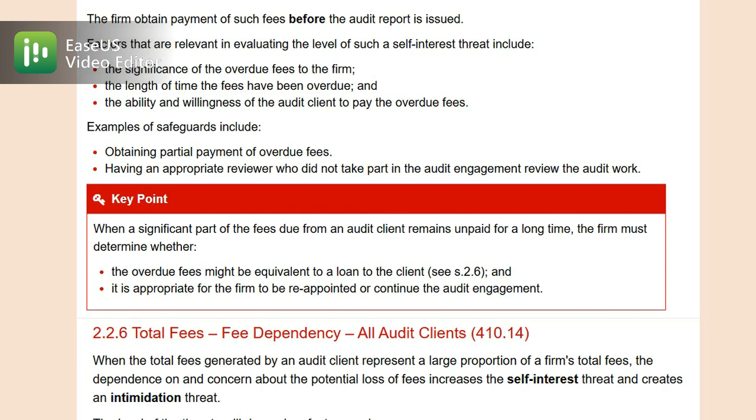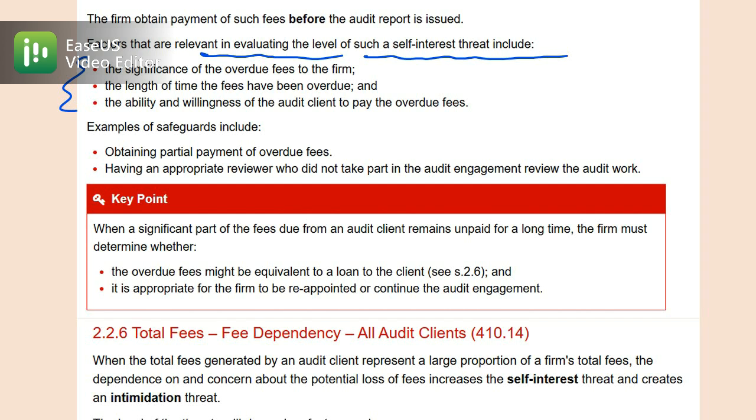Now, what are the factors we look at to judge the level of that threat? Factors that are relevant in evaluating such a self-interest threat include, first, the significance of overdue fees to the firm. If it is a small amount, maybe not a big issue. But if it is a large proportion of your income, that is very serious.